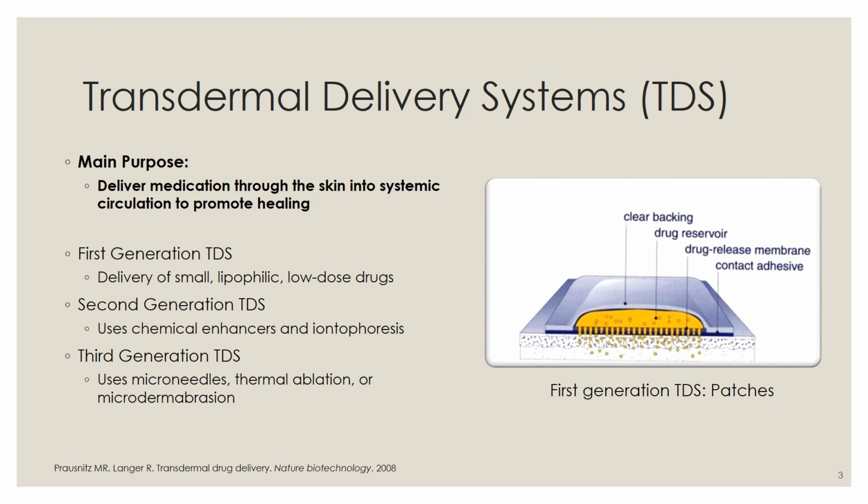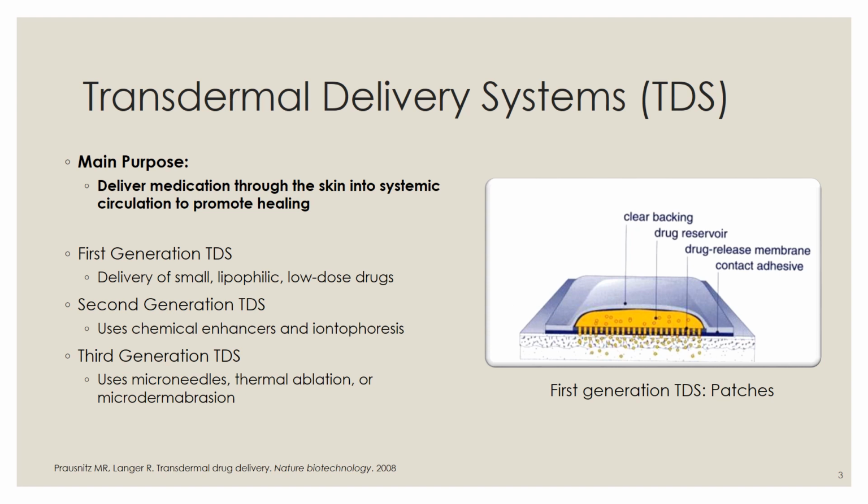Second generation includes chemical enhancers and iontophoresis, a technique which administers medical compounds into the body through the skin by applying an electric current. The third generation involves microneedles, thermal ablation, or microdermabrasion. For this presentation, we'll mainly focus on first generation TDS and transdermal patches.